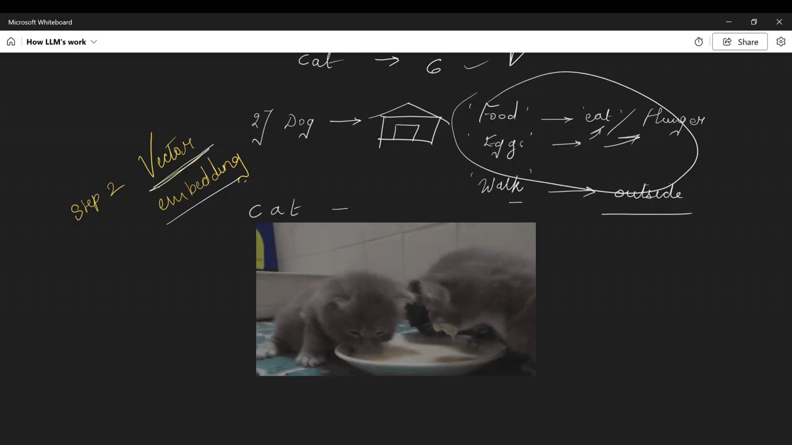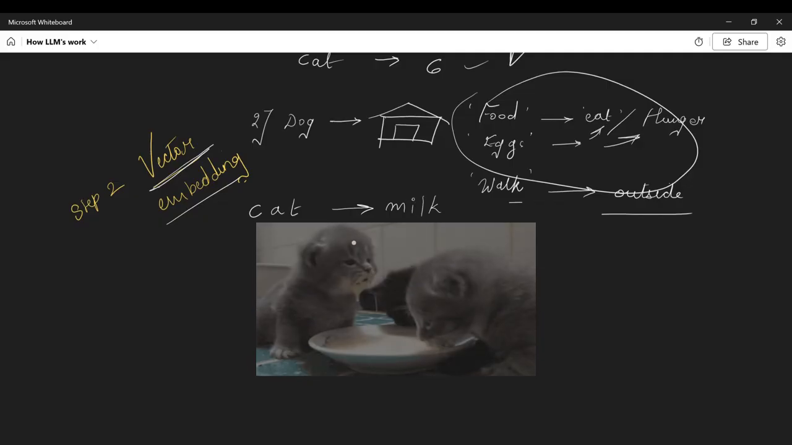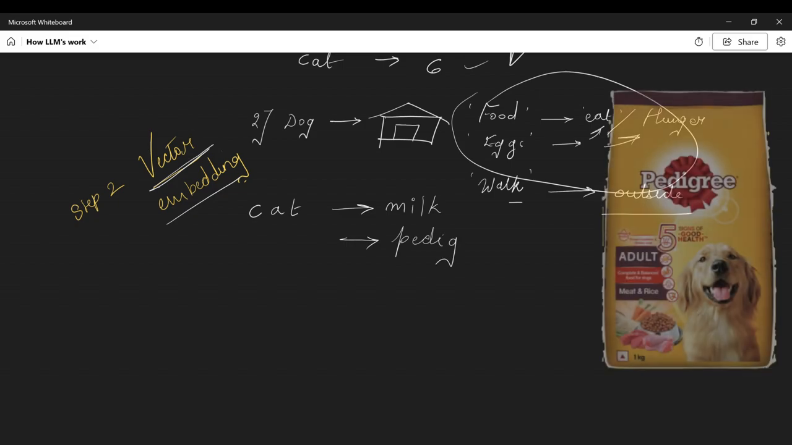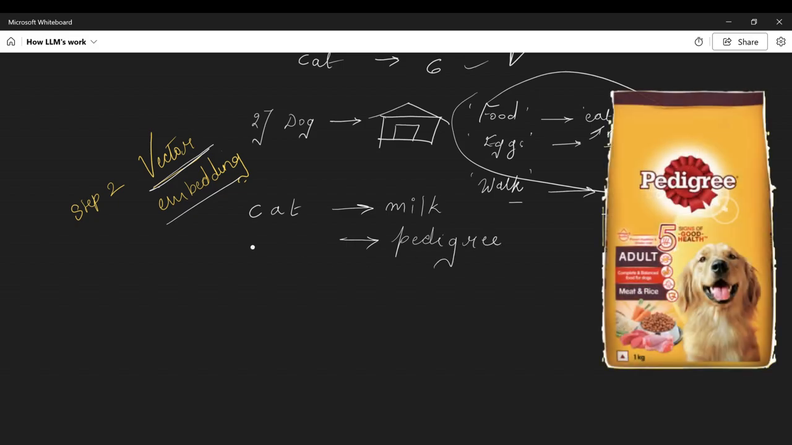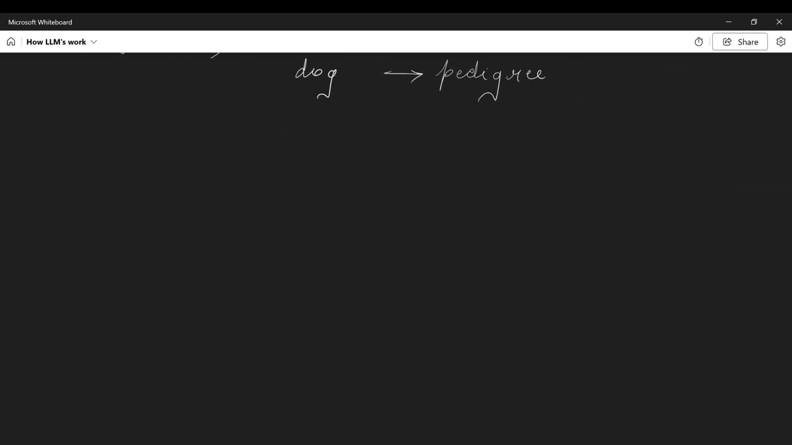There's a word cat, and cat loves to drink milk. I write the word pedigree, and immediately what comes to any human's mind is dog, because that's how we are trained to find out the semantic meaning of the words.